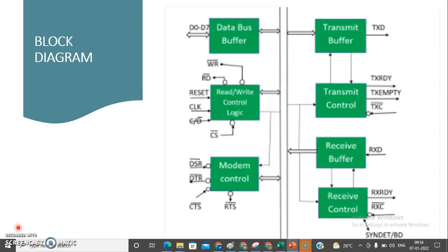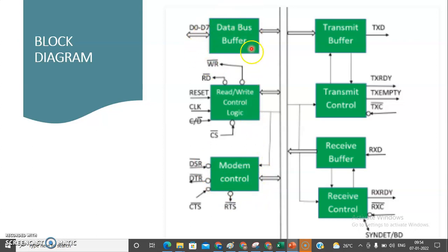And this shows the block diagram of 8251 IC. The main blocks are, you have a data bus buffer like any other peripheral devices, that is ICs. Then you have transmit buffer. Then you have a separate control block to control the transmission. Then you have receive buffer to receive the data. Then you have separate control block here for the receiver section also. Then you have modem control, read write logic.